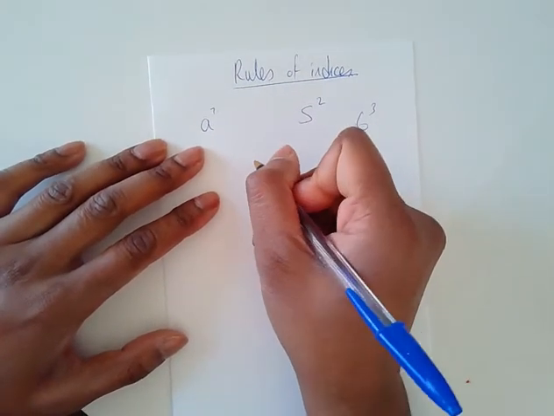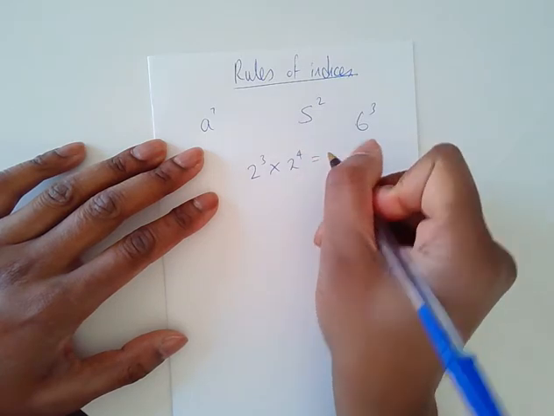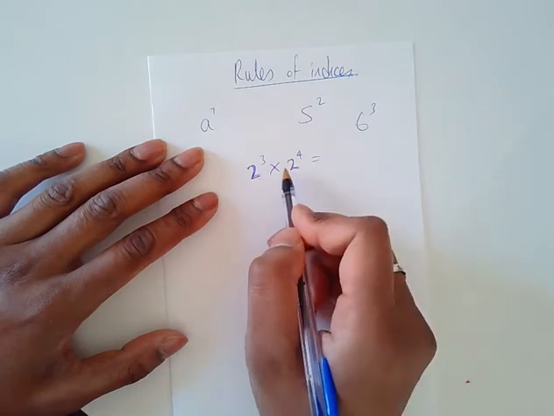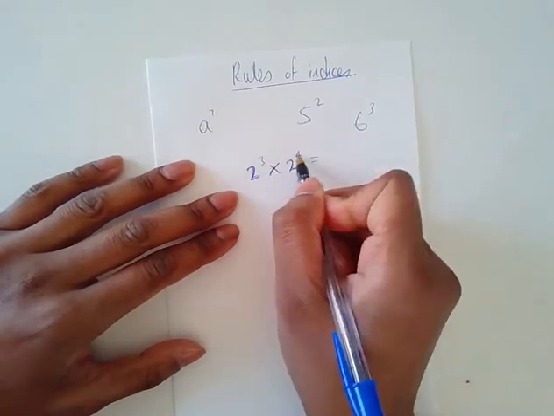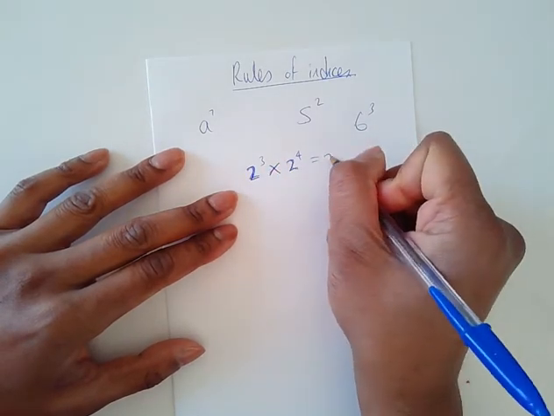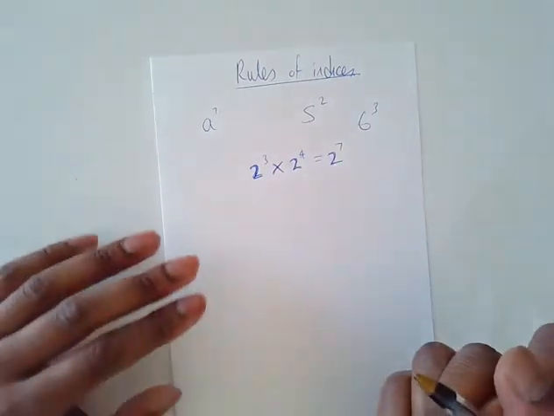So what happens when you've got a question like this? If the bases are the same, which they are in this case, and you happen to be timesing in between, the rule is you have to add the indices. So copy the base because they are the same, and then add the indices. 3 plus 4 is 7.